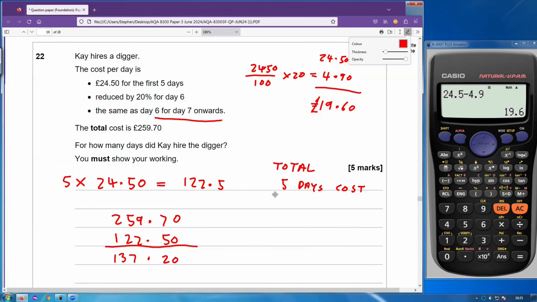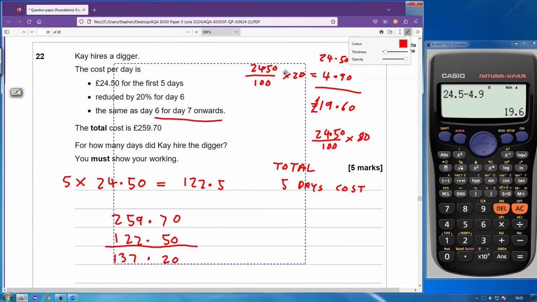Okay, but the point I was making about the 80% thing, you could have gone £24.50 divided by 100 times by 80 and got straight to this £19.60 rather than doing 2 steps, finding 20% and then taking it off. If you realise the 80% that's left is the same as taking 20% off, you can get straight to it with less steps. Just show you quickly.